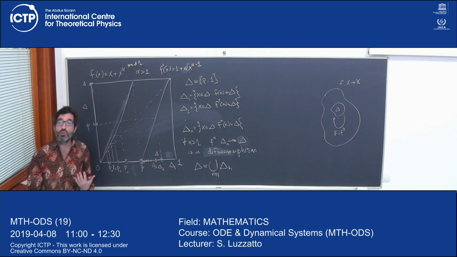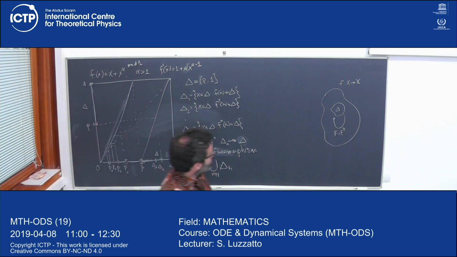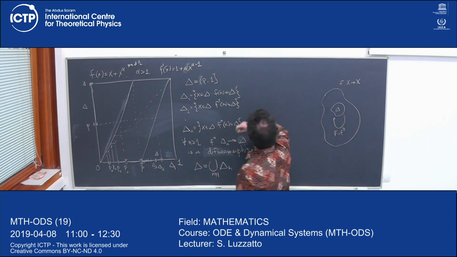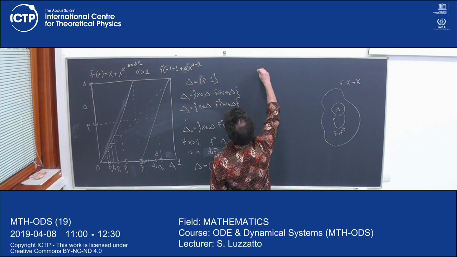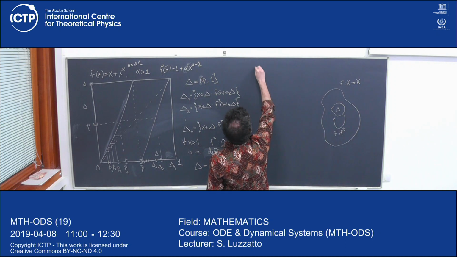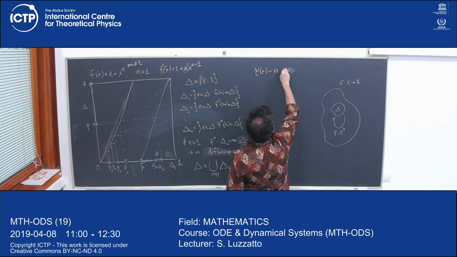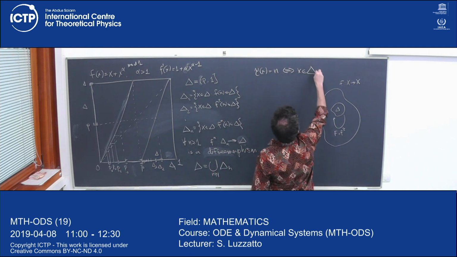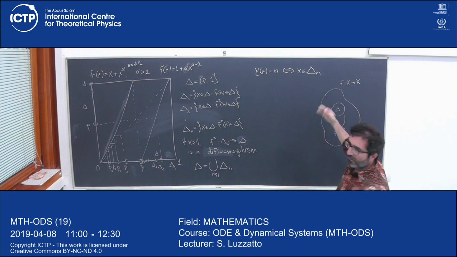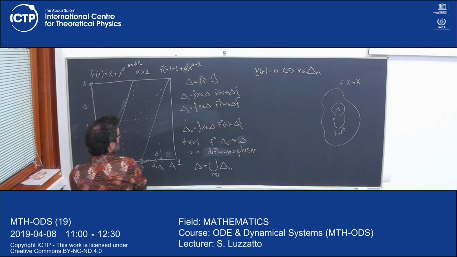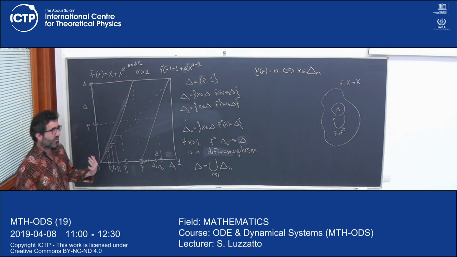So what does the induced map look like? Okay. So in this case, we have the tau. These are the various maps. So let tau of x equal n if and only if x belongs to delta n. This is our return time function in some sense. Okay, notice that this is the first return time function.